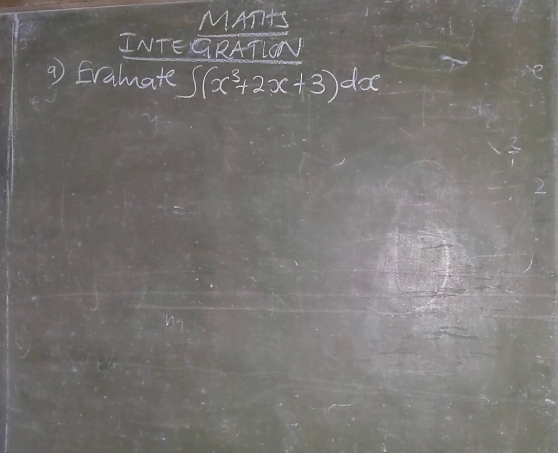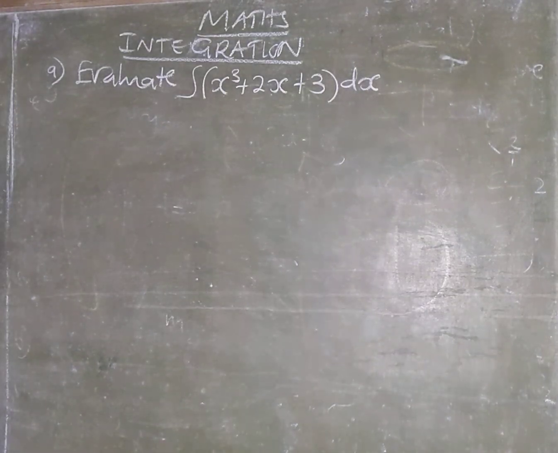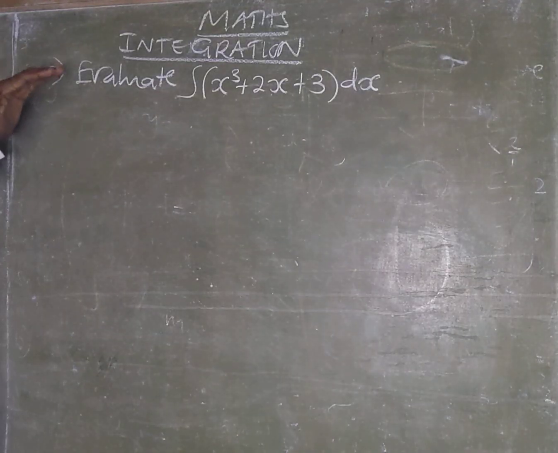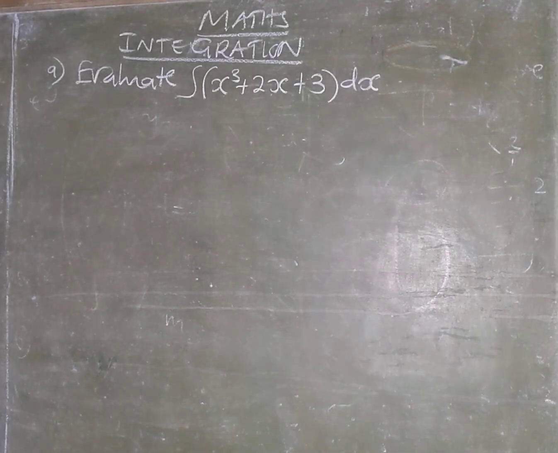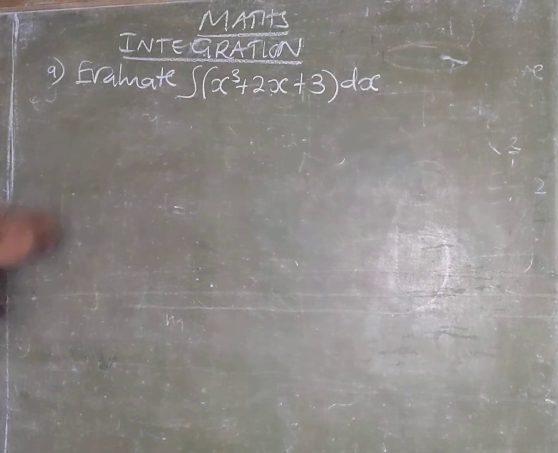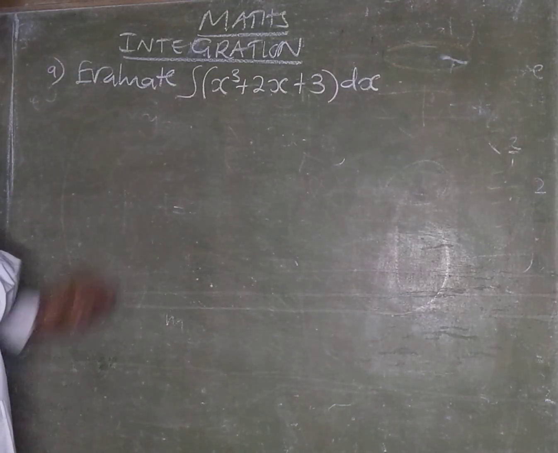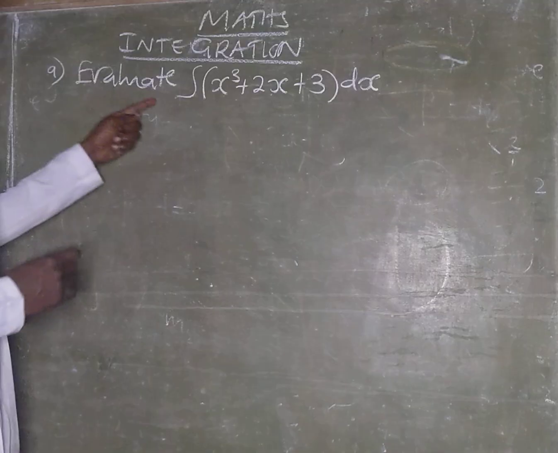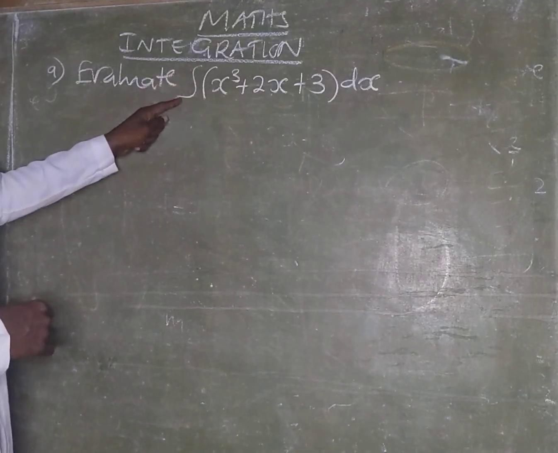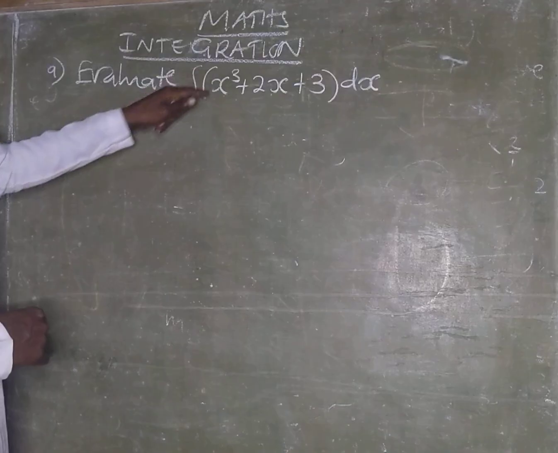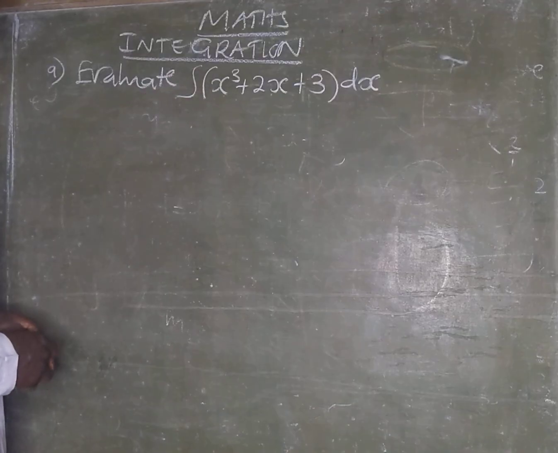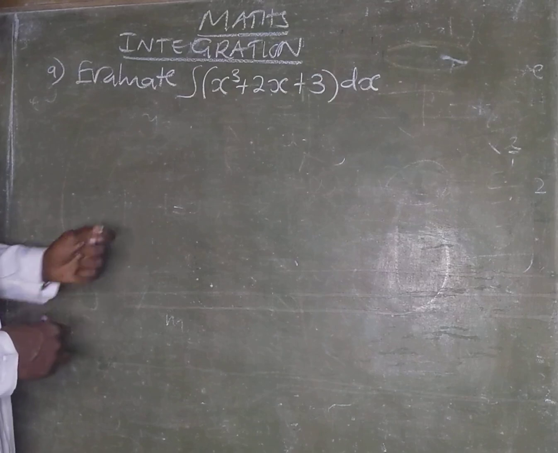Antiderivative, that is integration, comes in two parts: indefinite and definite. We are going to look at definite later on. For today, this is what we call indefinite, and it's a part that comes in paper 1. I think you are all familiar with it. So in this case, I have the question with me. Let's get into it. Evaluate the integral of x to the power 3 plus 2x plus 3, dx.